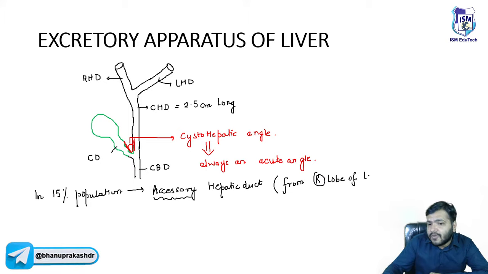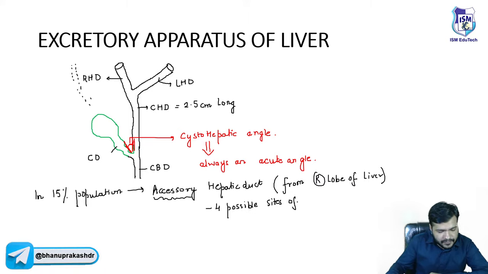We have the right anatomical lobe of the liver. This duct is coming from the right lobe of the liver, and it has four possible sites of opening. You already know we have the body of the gallbladder, so it can open in the body of the gallbladder also. This is the accessory hepatic duct.